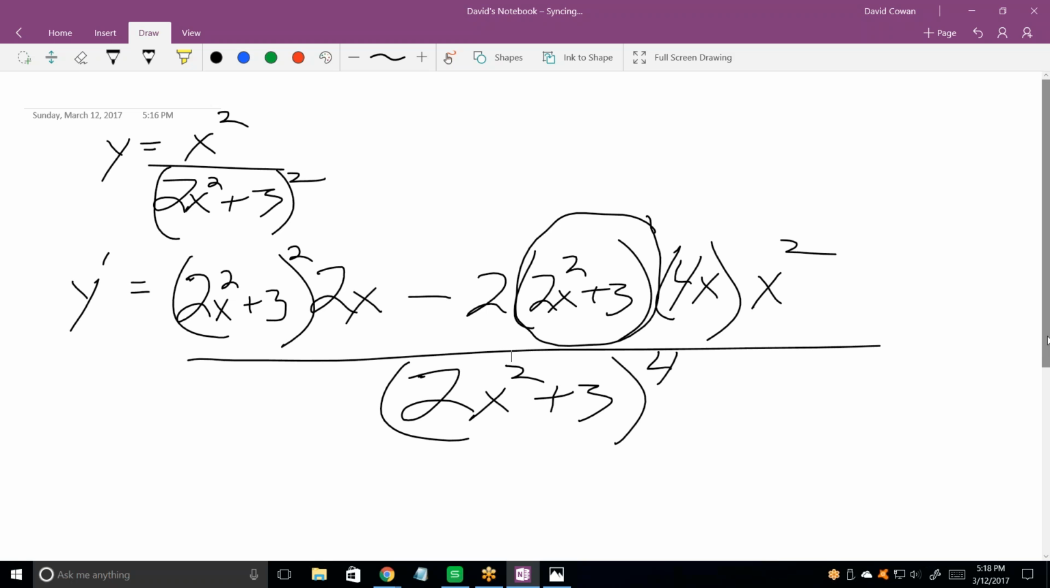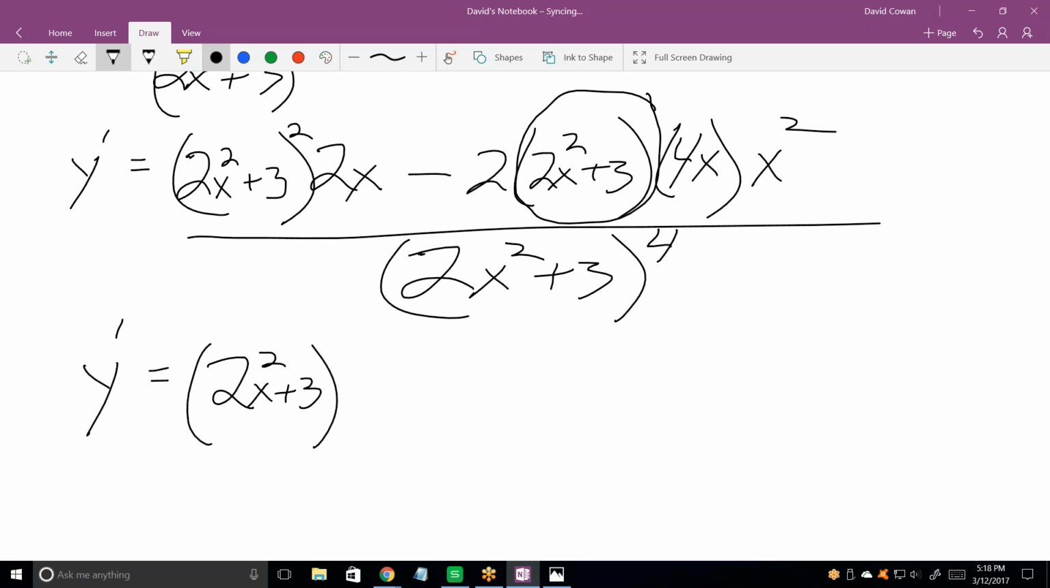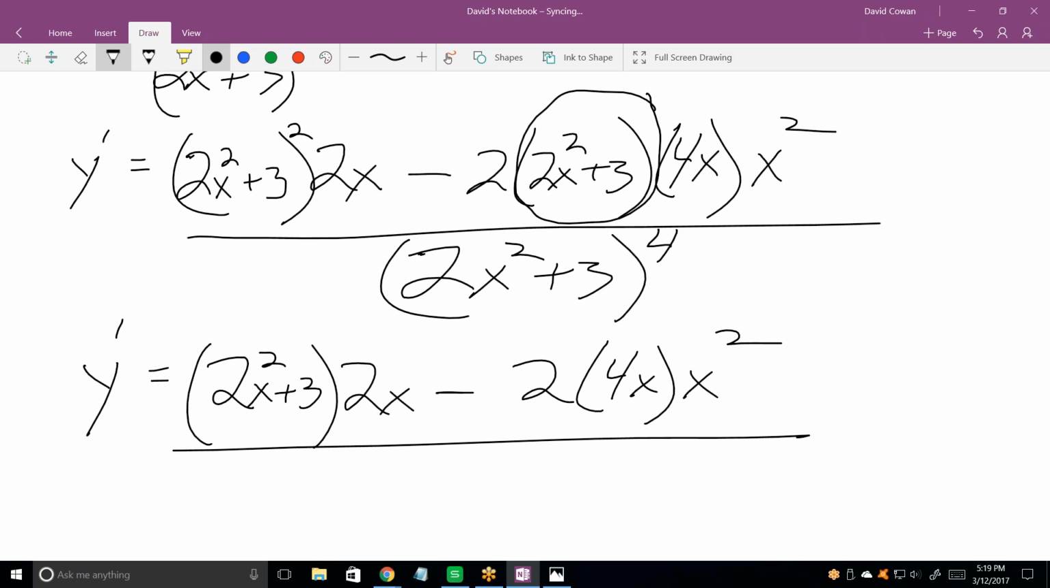Okay, let's see what we get. We do just that. Be careful about doing too much factoring at once. It really makes mistakes easier. So this gives me 2x squared plus 3 to which power? The first. Times 2x minus what? 2 times 4x times x squared. All over 2x squared plus 3 to the 3rd. Okay, cool. Now, let's look and see what else we can do.